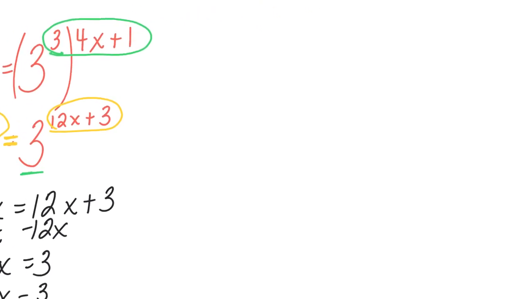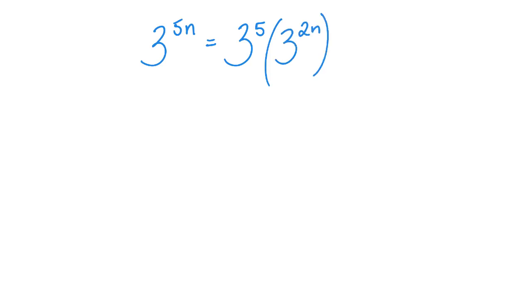All right, we're going to try one more of those. I'm going to take one from the book, so maybe it will actually work out. Let's do 3 to the 5n is equal to 3 to the 5 times 3 to the 2n times 2.